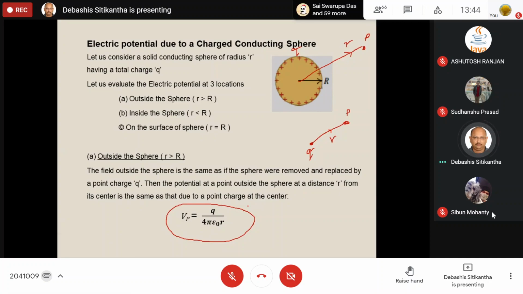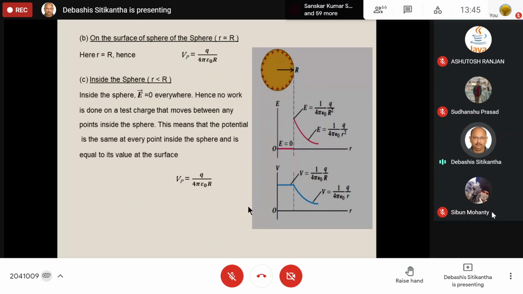No response? Clear, sir? Okay, fine. Just respond to me, because otherwise I will keep on moving without acknowledging whether people have understood or not. Okay. So two-way interaction is very necessary.